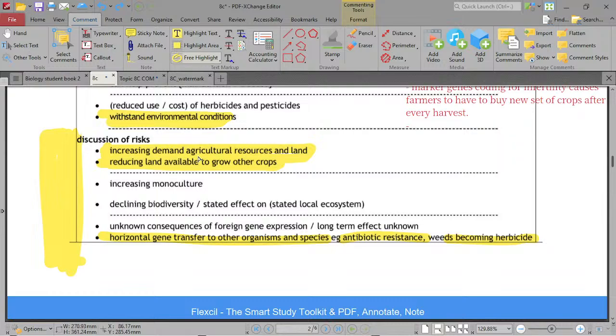And so in the long run, that has a pretty big effect on the ecosystem. Now, when it comes to agriculture, I don't think ecosystem really matters. They probably would want to control environment more than anything. But yeah. Unknown consequences of foreign gene expression, long-term effect unknown. So the long-term effect of doing these gene expressions is unknown. Apparently, this is the first time I'm hearing about it, right? So in the long run, does doing gene expression on a plant or animal affect it? Maybe another discussion of the risk is stress, like animal testing, like plant testing. Maybe you could be harming plants and stuff like that, but I'm not sure.